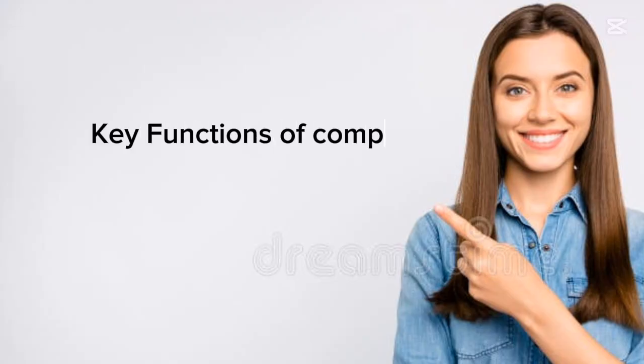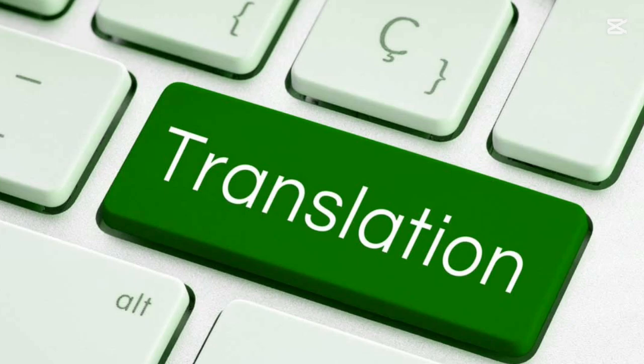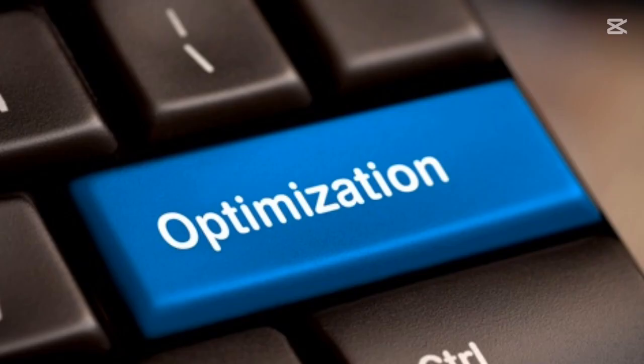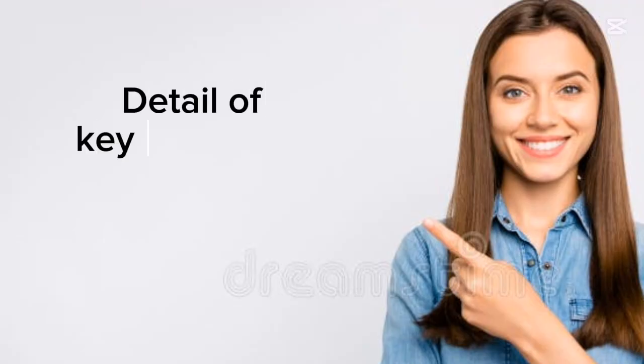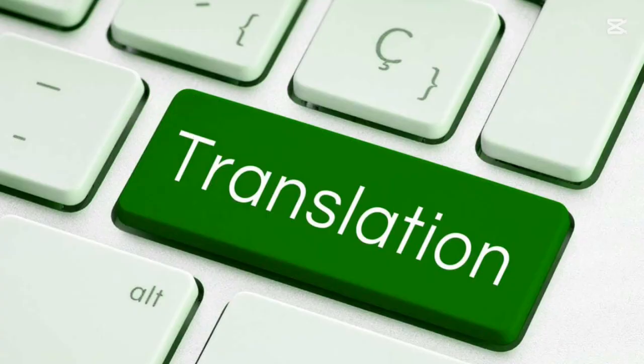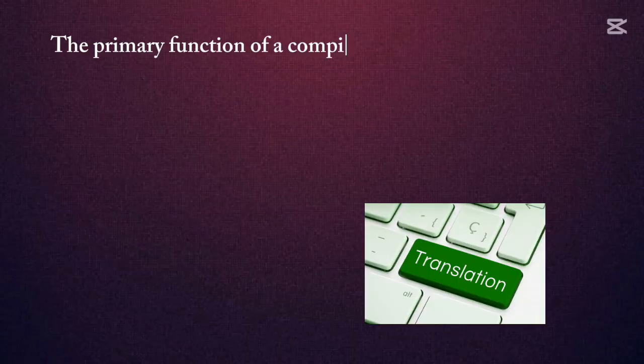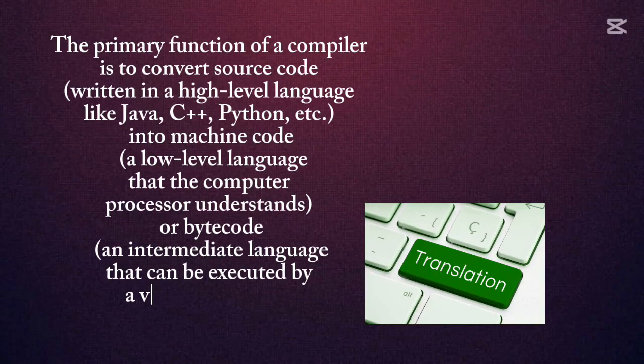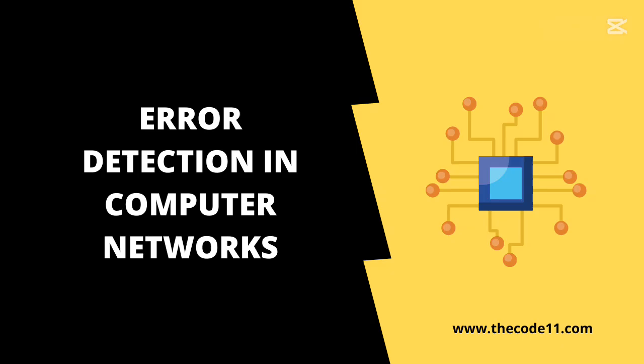Let's discuss its key functions: translation, error detection, optimization. Now let's discuss the details of key functions. Number 1, translation. The primary function of a compiler is to convert source code, written in a high-level language like Java, C++, Python, etc., into machine code, a low-level language that the computer processor understands, or bytecode, an intermediate language that can be executed by a virtual machine.